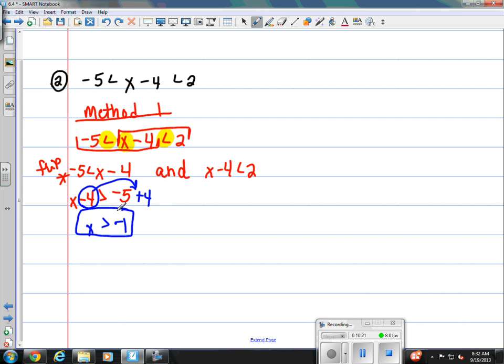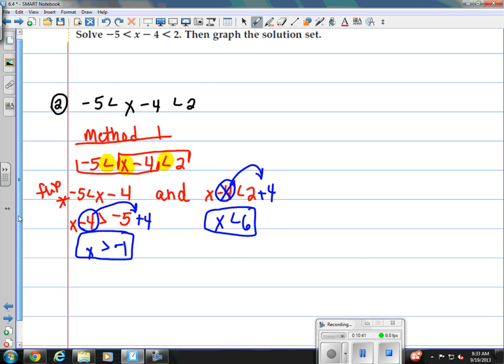So remember, I solved for one inequality, but compound inequalities have two. So I have to come over here to my second one. I do the same thing. Take my minus 4 and transpose it and make it plus 4. It disappears, and I get x is less than 2 plus 4, which is 6.